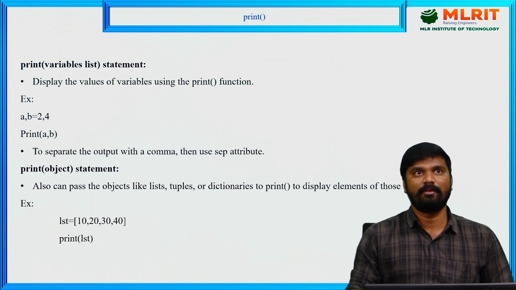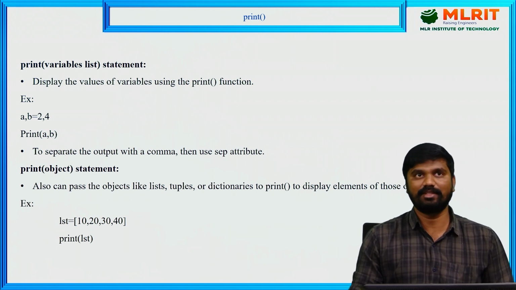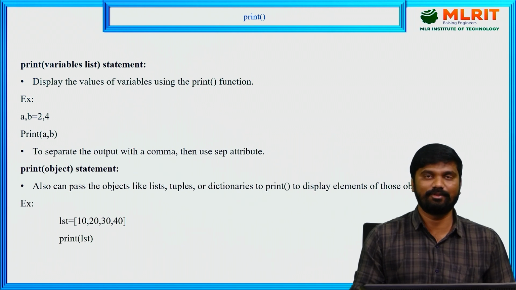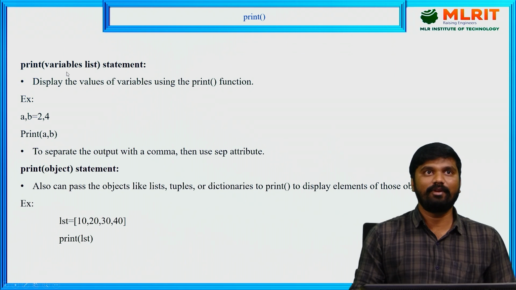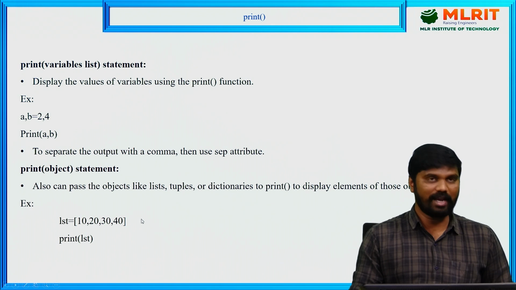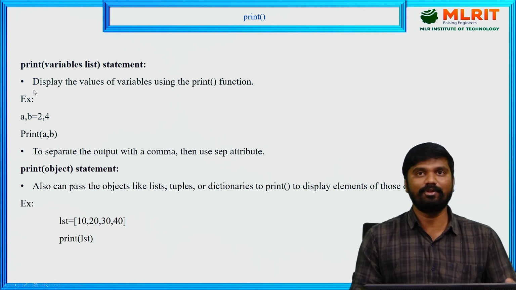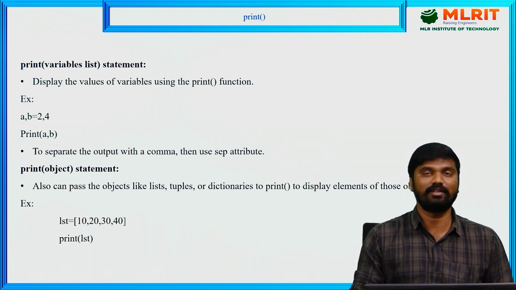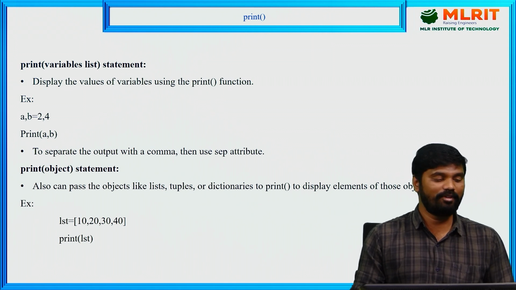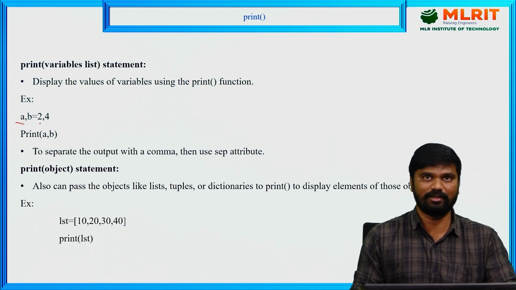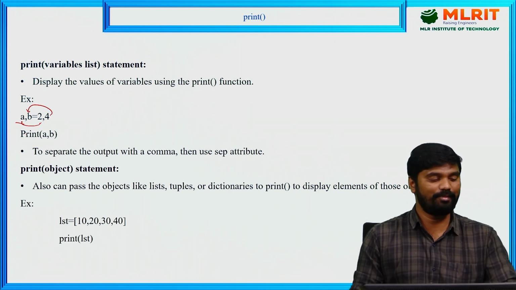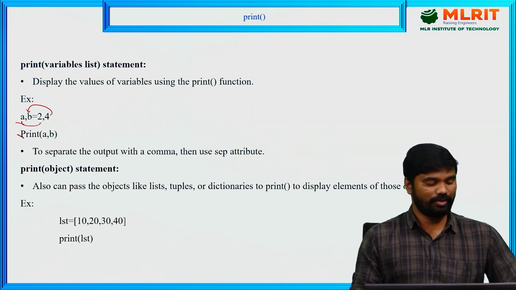Next, see variables list. First we saw the empty print function. Second, we saw that we have to pass the string into the print function. Next, variables list. So here we can pass variables into the print function. Let me show an example. Whenever you pass a variables list into the print function, then the values of those variables will be printed. For example, here see a comma b. The value 2 is assigned to a, and the value 4 is assigned to b. Now we print it. Let me show an example.